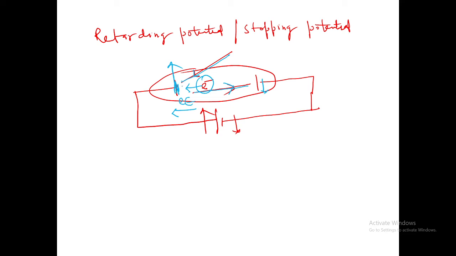plate. In that case, suppose emission takes place with Kmax. This electron is ejected with Kmax, so it will try to drift to this plate because it has kinetic energy. And suppose the electric field is sufficient enough so that even the fastest electron will get stopped and will stop at this point, just before reaching this negative potential plate.